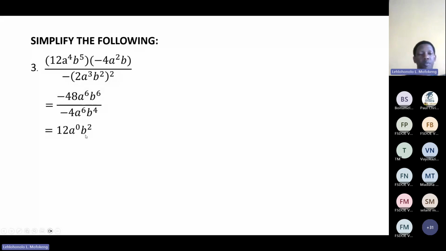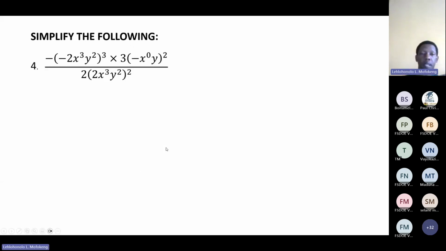We also have b to exponent of 6, b to exponent of 4. 6 minus 4, it will give us 2. So we are having 12, a to exponent of 0, b to exponent of 2. And any number raised to exponent of 0 will give us 1, provided that the base is not 0. So in this case, the final answer will be 12b squared.